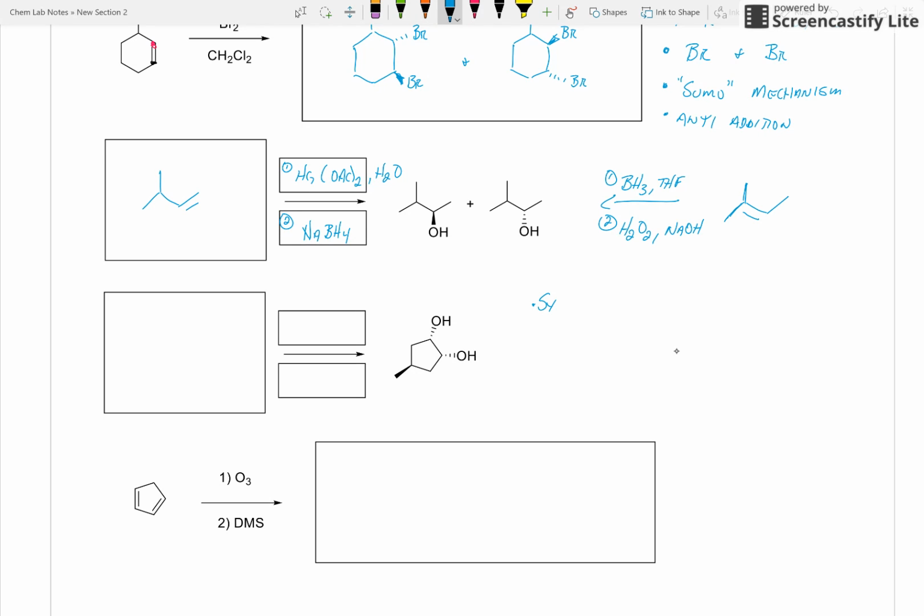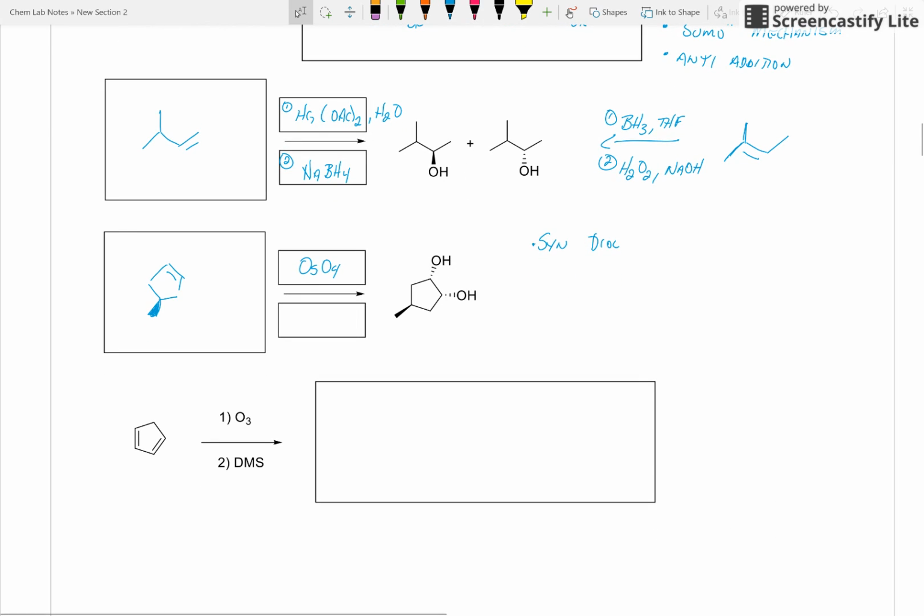Here we see a syn, meaning on the same side, diol, our syn-diol formation. There's only one reaction that we know of so far to do this, and that is our osmium tetroxide reaction. If we use osmium tetroxide on an alkene, there it is. You could put a solvent down there if you wanted to, but you don't have to. This is what makes the reaction work. There are some other things that go into this, but the osmium tetroxide is what I wanted you guys to pay attention to. Ozonolysis here.